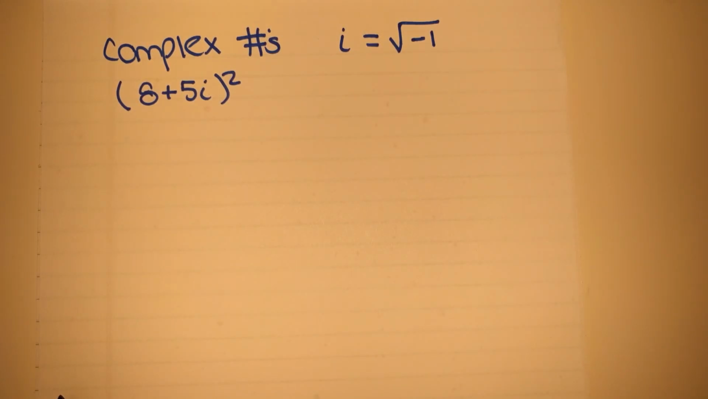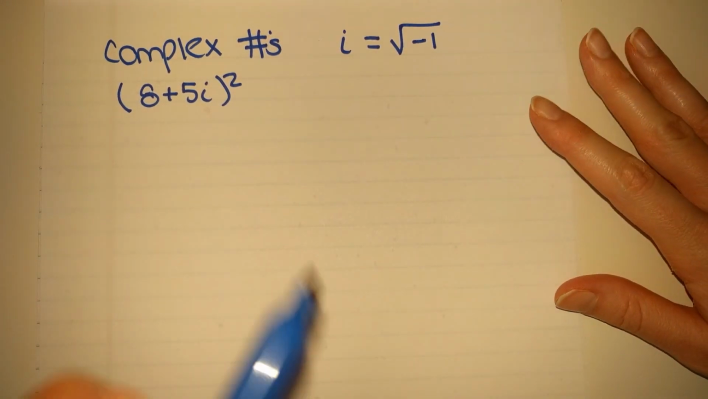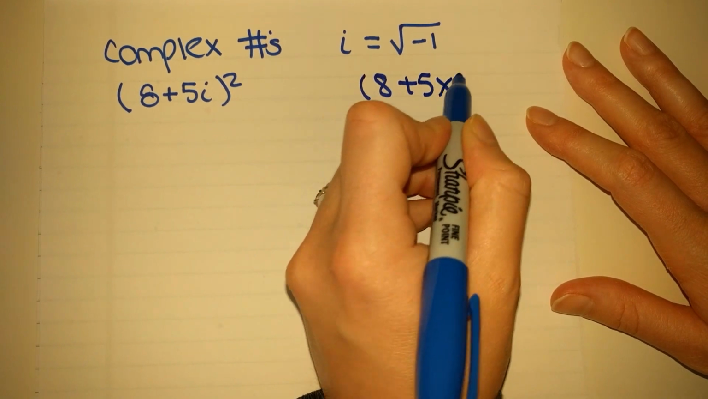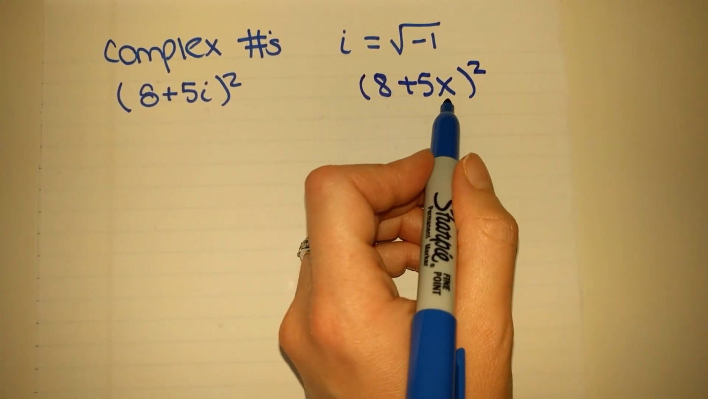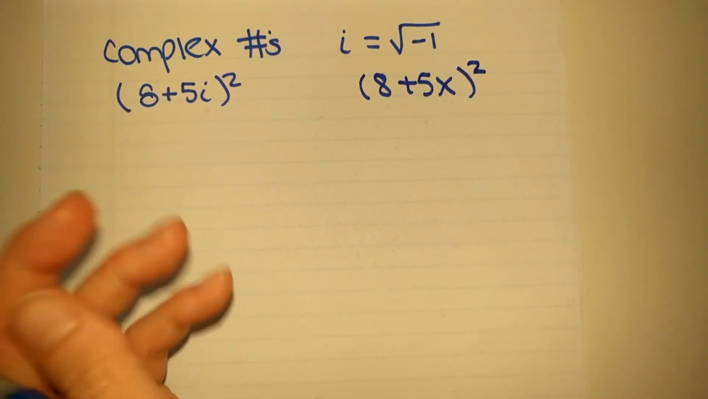So i is defined as the square root of -1. But the thing to remember with all of this is that you're basically doing exactly what you would do if instead of the i, you had an x. So you have (8 + 5x) quantity squared. It's going to be the same process as if we have an i rather than an x.